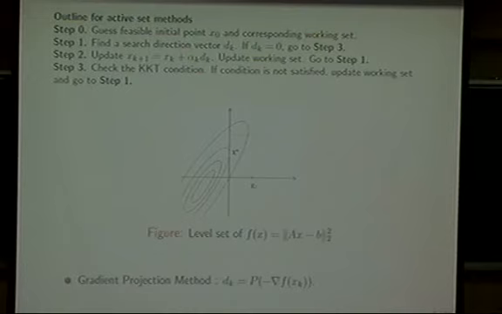The idea is, first guess some feasible initial point x0, for example here, and we find the corresponding working set. If you take x0 here, then this x-axis works as the active set. We call it the working set, and you try to minimize the problem inside this subspace. Then the minimum happens here, right?